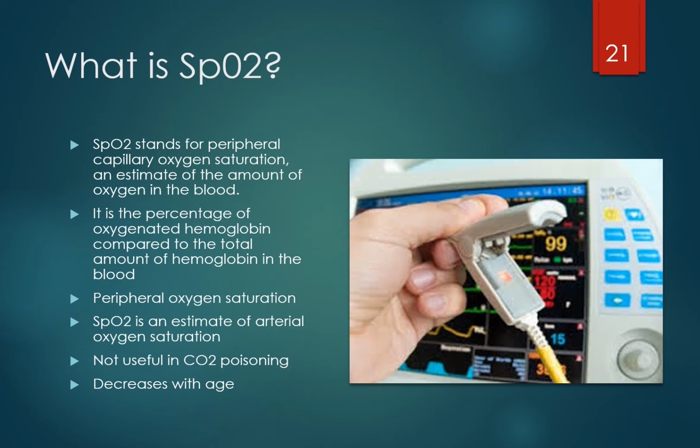Also, SpO2 does decrease with age. As we get older, a normal value for SpO2 will decrease. So if you have someone who's 75 years old and they're satting at 91%, that could be very normal for them. So it's a very valuable tool. We use it all the time, and that is SpO2.